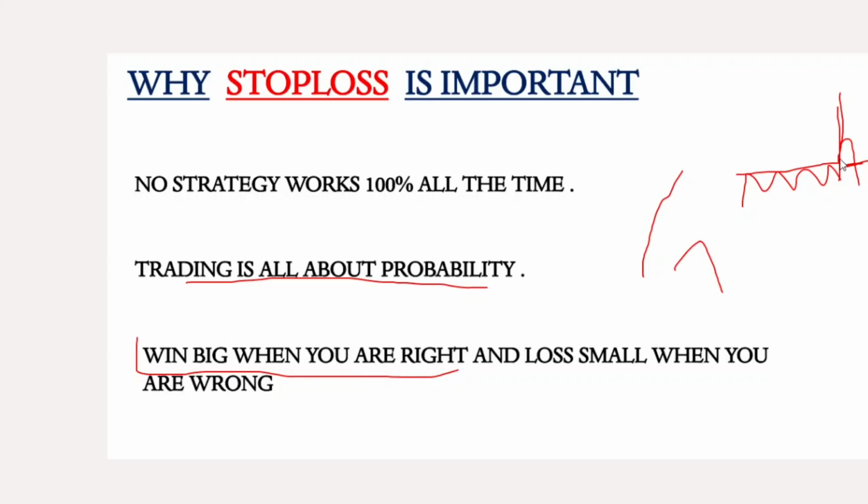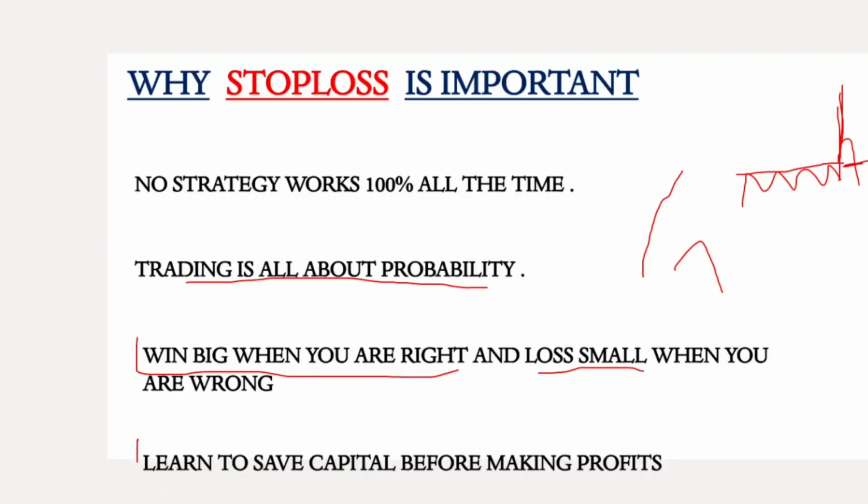When your prediction goes right, you can win a big profit. When your prediction goes wrong, you lose a small amount of money. That is why stop loss is important. If you kept a stop loss, you are safe now. Your losses are fixed. You kept your stop loss and your loss is fixed to some amount or some percentage. So win big when you are right and lose small when you are wrong. So stop loss is very important.